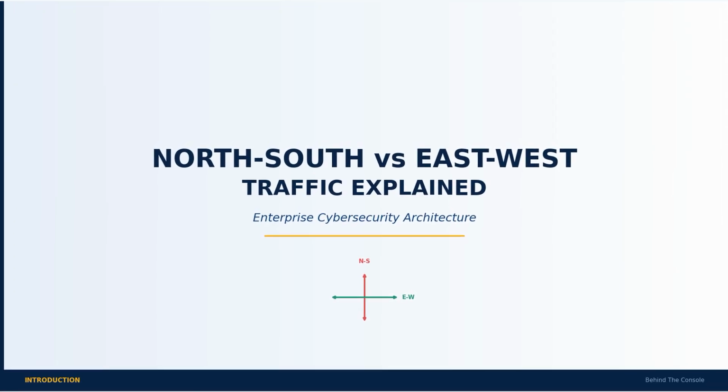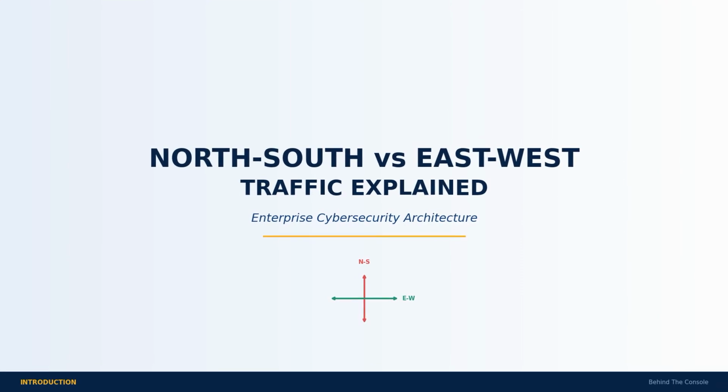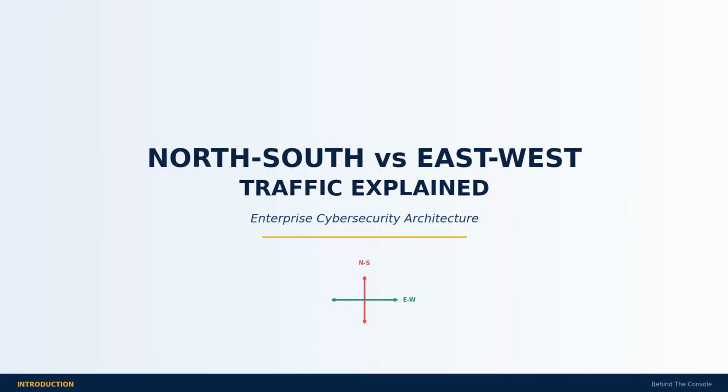In any enterprise network, data is always moving, but not all of that movement is the same. Security engineers think about traffic in two directions, north-south and east-west. Knowing the difference isn't just theory, it changes where you put your firewalls, where you segment your network, and how an attacker actually spreads once they're inside. Let's break both of them down.